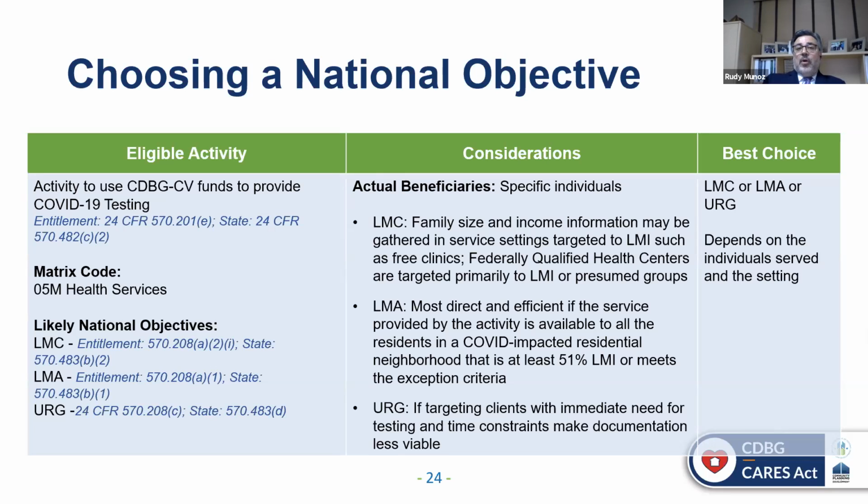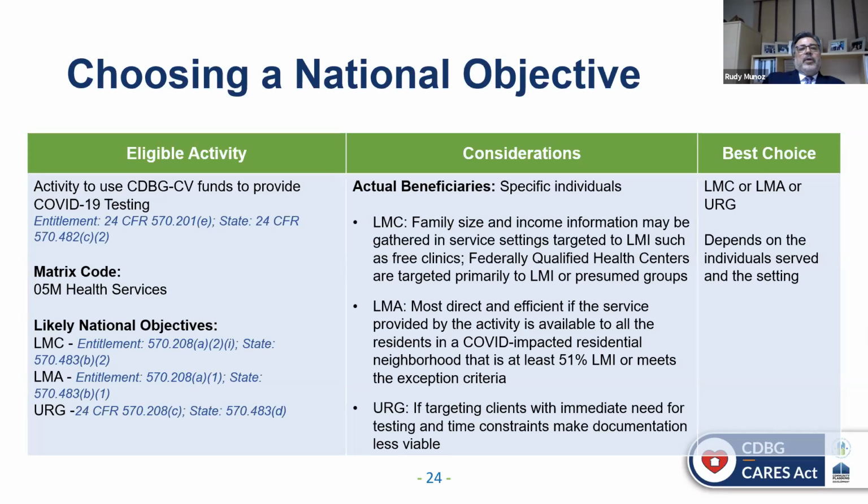Remember that if you go the income verification route, at least 51% of the beneficiaries must be low and moderate income, whereas the other 49% may be above moderate income. The existing regulations provide you that flexibility.